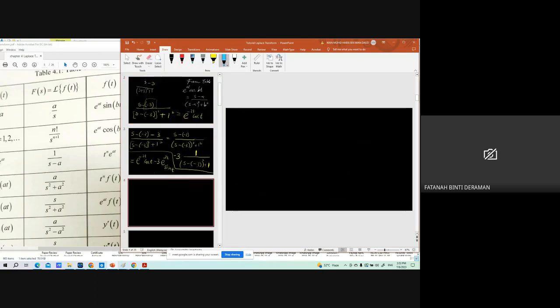So kita buat kat sini. So 3s plus 1 over s square plus 1. So partial fraction, kalau kita tengok balik chapter 1 dia ada buat revision sikit. So we have a over s plus b over s square plus 1. So now kita nak cari this value a and b. So apa yang kita boleh buat, kita compare this side and this side. So untuk compare this side, so kita kena samakan dia punya denominator.